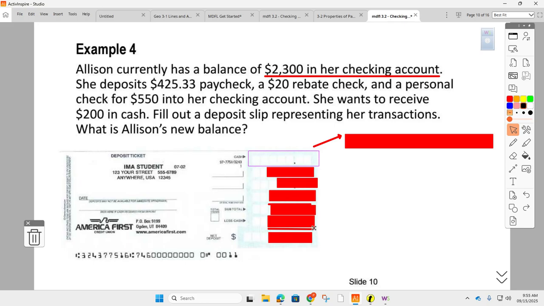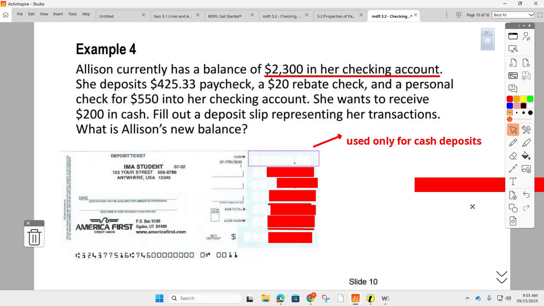This box is for depositing cash. Allison did not deposit cash, so we are leaving that box blank. That line will stay blank because she's not depositing cash.